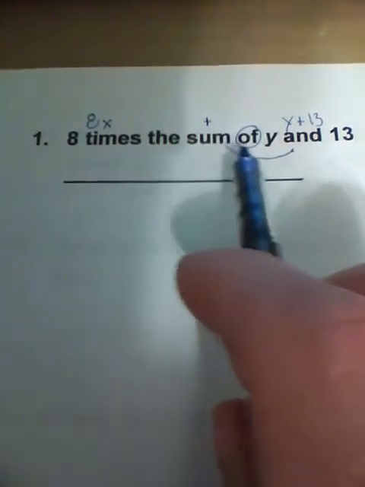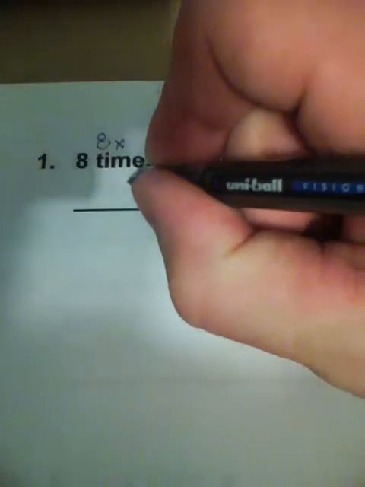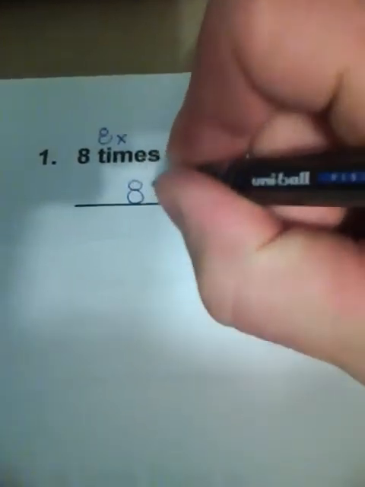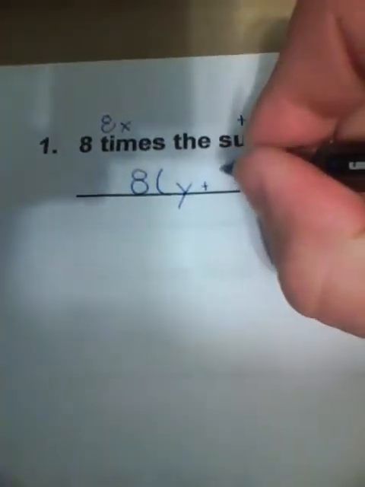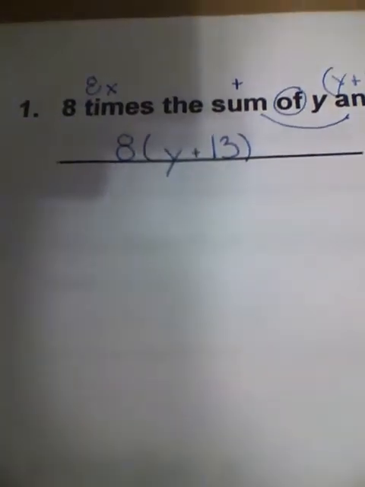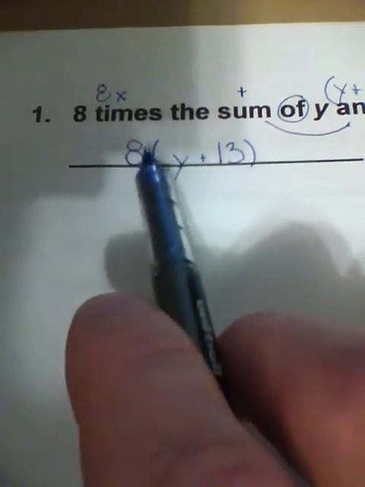But it says 8 times the sum of this, so that means I have to get the sum of this first. Think of order of operations. To get the sum first, I must do parentheses, because in our order of operations, multiplication would come before addition, unless I put parentheses around it. So my final expression, because there is no "is" in this, would be 8 times, and now I'll do my parentheses, y plus 13. Alright? So that says the sum of y and 13 times 8.